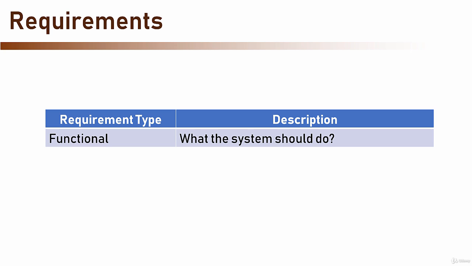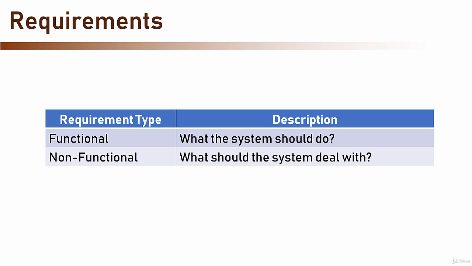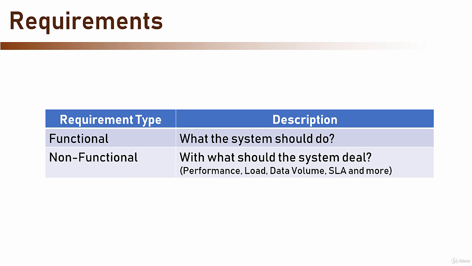Now, as you probably remember from previous sections, there are two types of requirements: functional requirements that describe what the system should do, and non-functional requirements that describe what the system should deal with. Just a quick reminder, non-functional requirements specify the required performance, expected load and data volume, SLA, and more. Note that as opposed to functional requirements, these requirements do not describe what the system should do, but rather what is the environment the system is expected to work in and with what it is expected to deal.